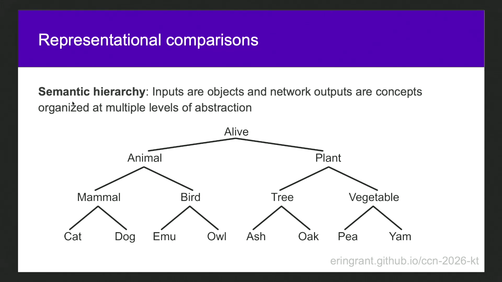And we're now going to use the semantic hierarchy that I already introduced during the keynote. In this case, inputs are objects, and network outputs are concepts that are organized in multiple levels of abstraction. So the cat is a mammal and animal and alive, the owl is a bird and animal and alive, and the oak tree is a tree, a plant, and alive. And so we can now build a network that is solving this.